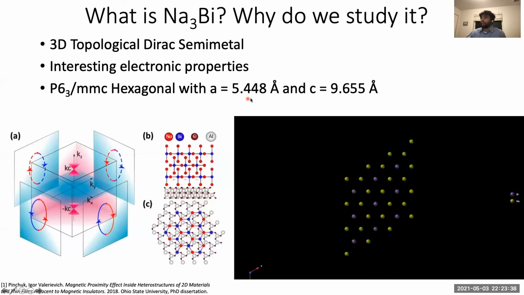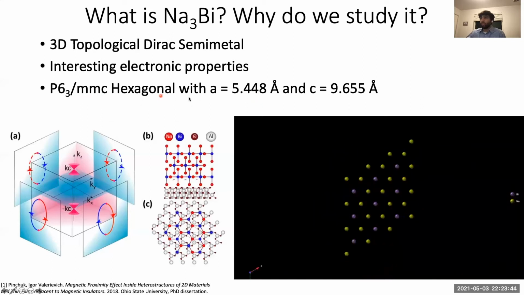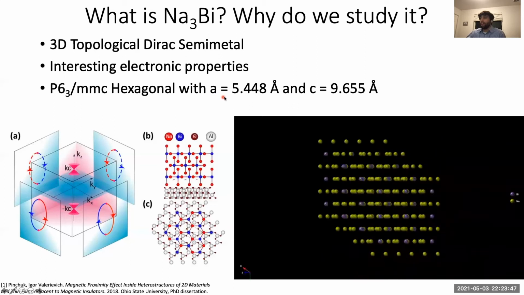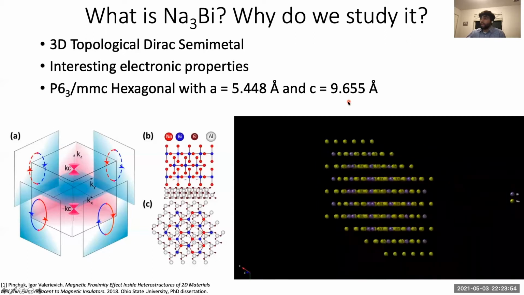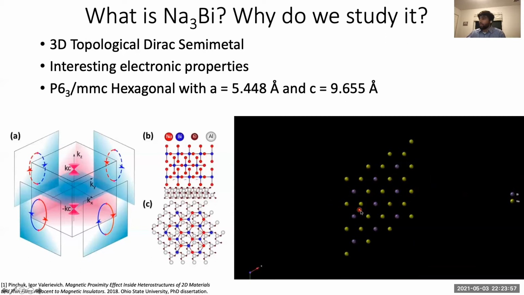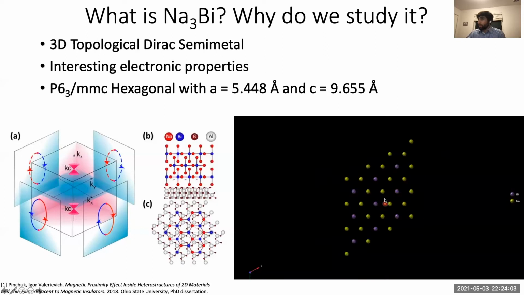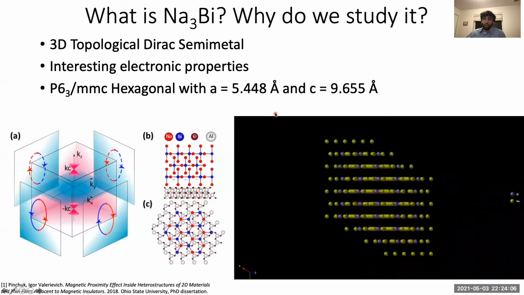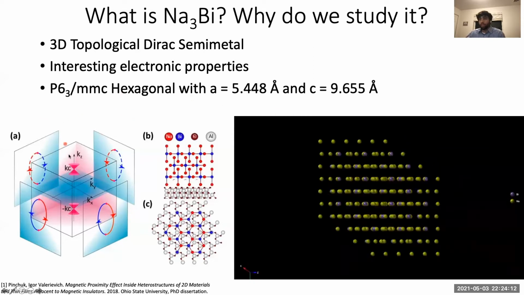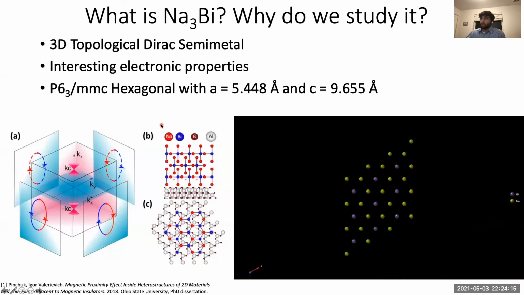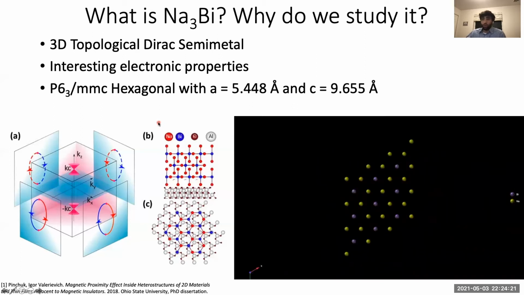Over here in the bottom right is a quick animation of sodium bismuth's crystal structure, which is hexagonal with this space group, with lattice constants A of about 5.448 angstroms and C of about 9.655 angstroms. And as you can see here, when it pauses, you can see this unique hexagonal structure over here as you view it along its C-axis. And then on the left over here is sodium bismuth in momentum space, and also sodium bismuth on top of aluminum oxide, which is our sapphire substrate, which we grow sodium bismuth on top of.